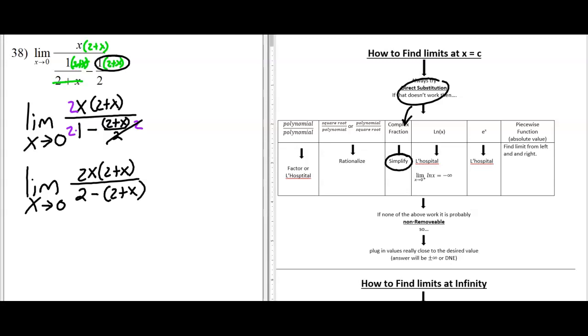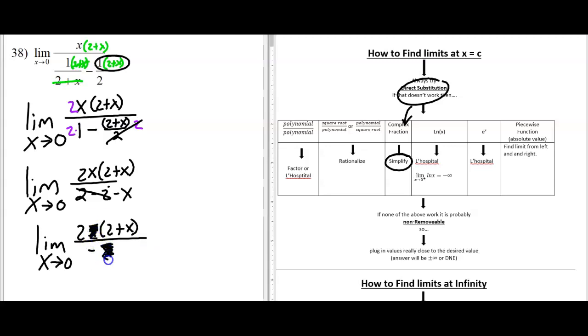Okay, now, first we need to distribute this negative into the parentheses, which is going to cause this bottom piece here to become minus 2 minus x. Then the 2's, 2 minus 2 cancels. And then the x's cancel.